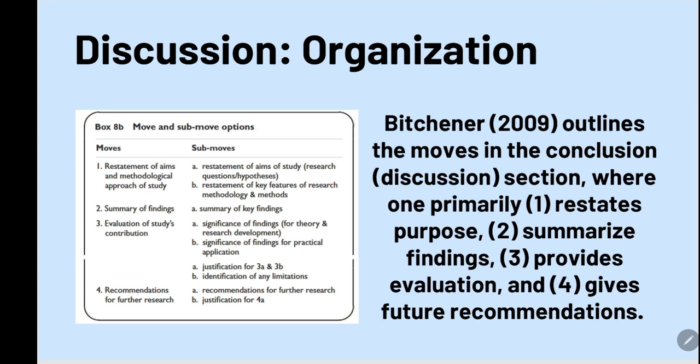Dictionary 2009 provides us an outline of how the moves in the conclusion are written. So this is more appropriate for understanding how our discussion section will be better understood. According to Dictionary, conclusion is where one primarily restates purpose, summarizes findings, provides evaluation of the study, and gives future recommendations. However, we will be dichotomizing some terms later in order for us to have a better understanding of what to annotate for the discussion section.